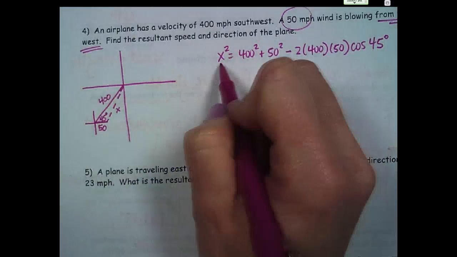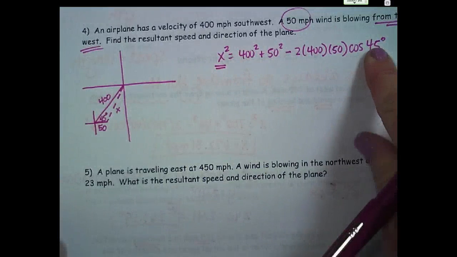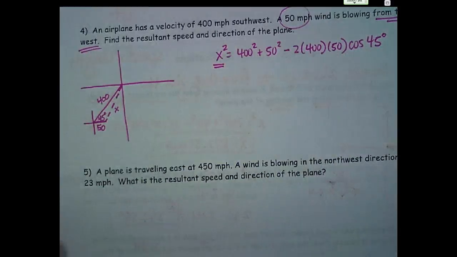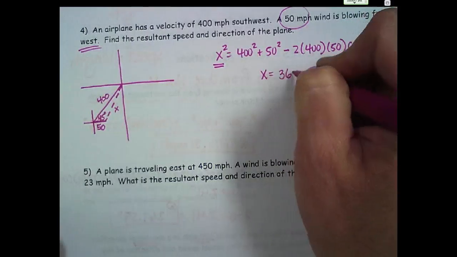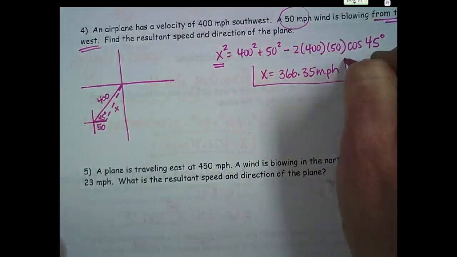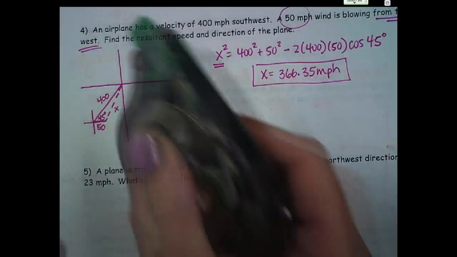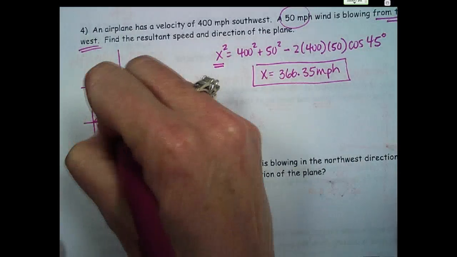Now because x is over here all by itself, all you gotta do is type this into the calculator and take the square root of the answer. What does x equal, guys? 366 point 35 miles per hour. Be sure your calculator's in degrees. So like I've done every time, I'm gonna erase my x and put my answer, 366, there.